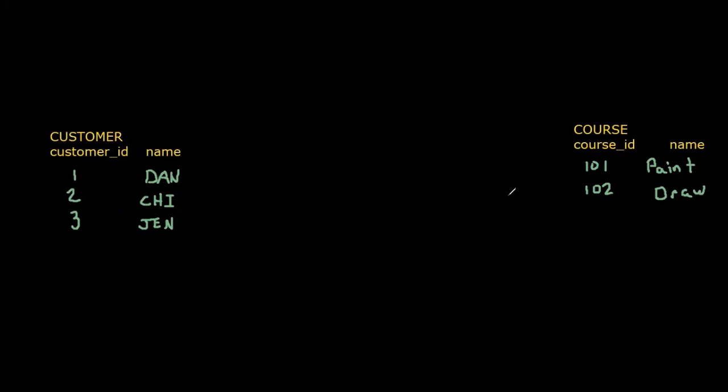Now, if we want to have a world where each of these customers could potentially take several courses and each course can have several customers, what we're going to need is a third table that will sit in between these two that will allow us to keep track of the relationships between customers and courses. That is, which customer has taken which course.